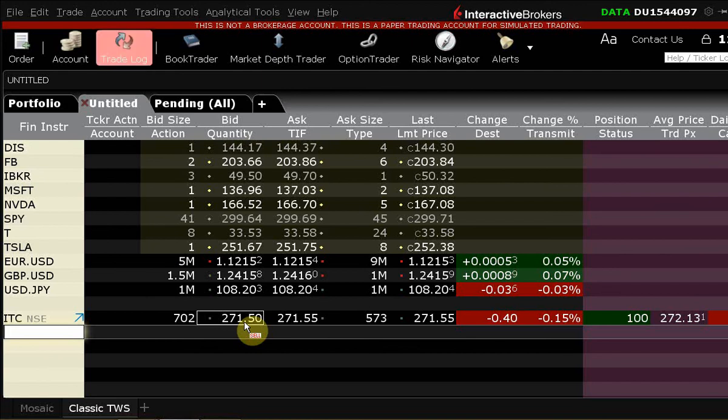An arbitrager will instantaneously buy ITC on the BSE at 271.45 and sell it instantaneously on the NSE at 271.50. And he is left with no risk, no market risk. Is this clear? Okay. Yes, next question. Technical or non technical? Technical.